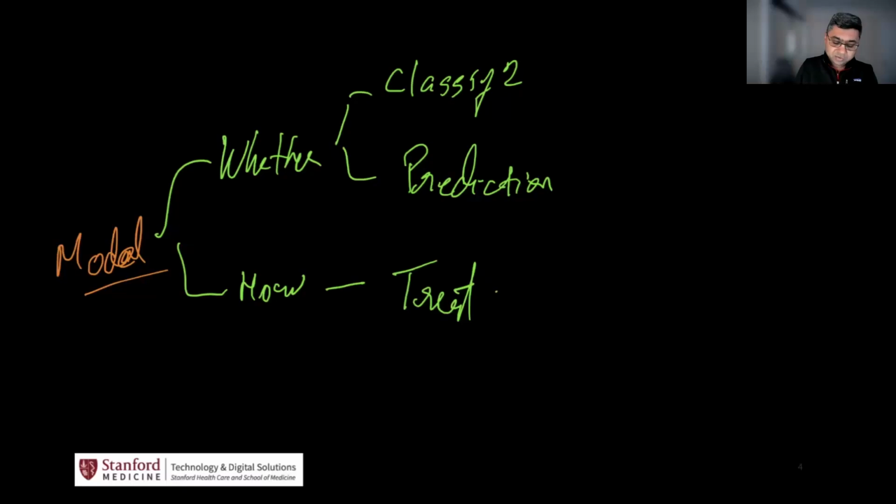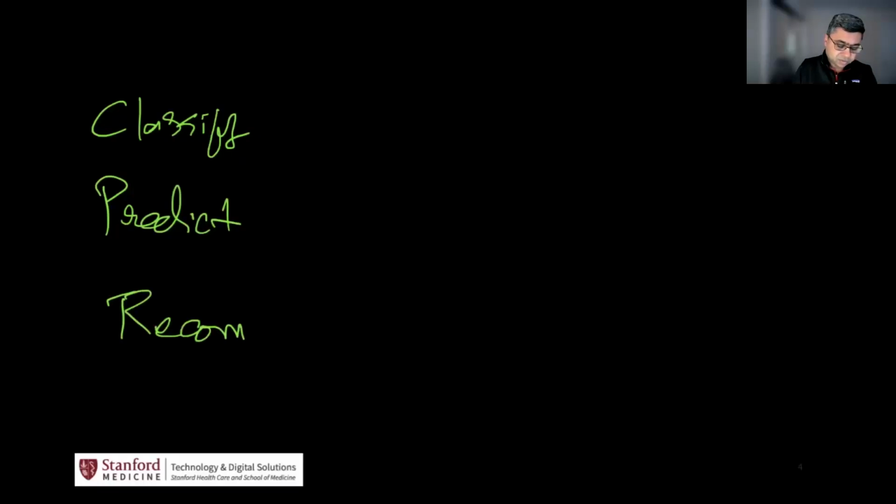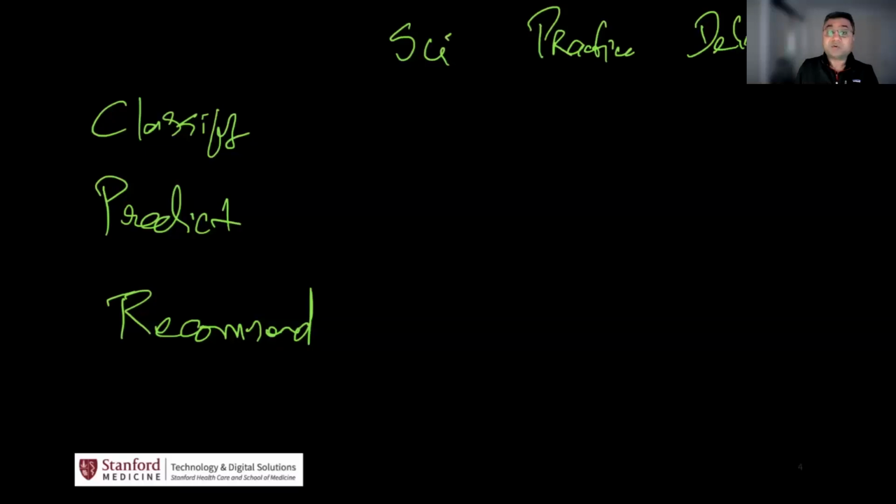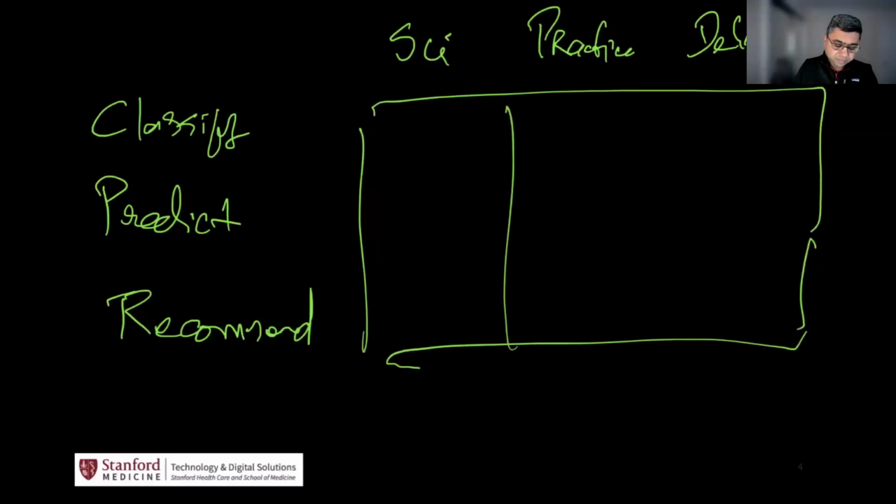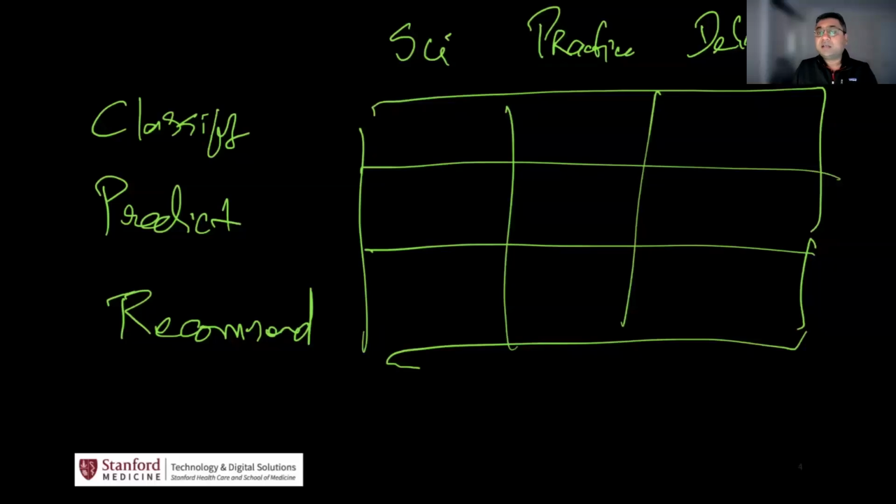Now I'm going to erase this real quick and go here and say we have classify, predict, and then make recommendations or treatment recommendations. Now we can do these things for the purpose of advancing the science of medicine, the practice of medicine, or the delivery of medicine. Sometimes I call it the business of medicine or healthcare. And this is really important because where we land in this 3x3 grid is super important in deciding how we approach things and what challenges we will face.